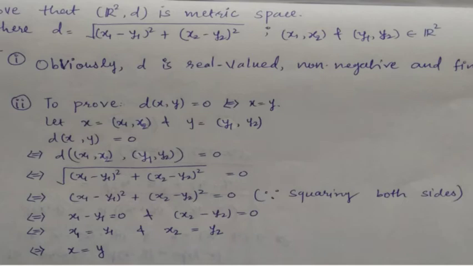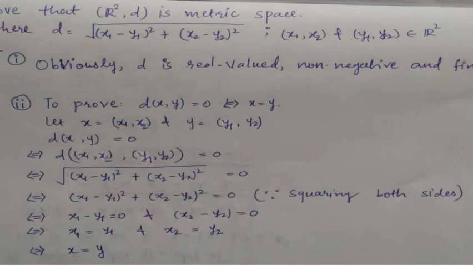Here obviously d is real valued because the set is R2, and I take the elements x1, x2, y1, y2 belonging to R. R is the real line and contains real numbers. So it is real valued and non-negative because the metric d is defined as a square root of these terms, and also finite.